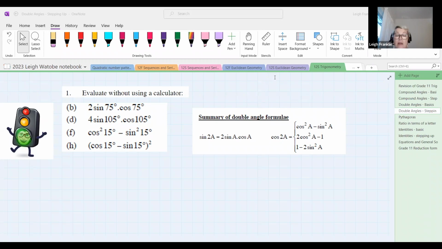Yes. So Pinga, if you go and have a look at your formula sheet, it looks just like that on your formula sheet. So they are given to you.